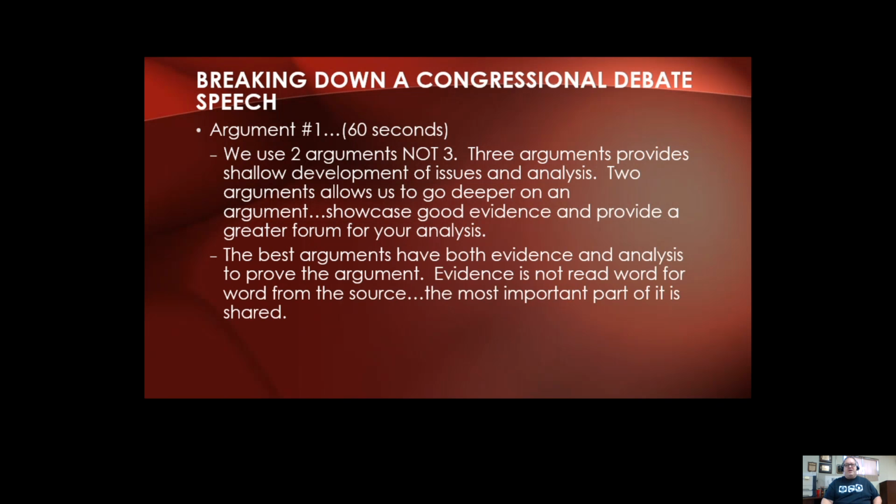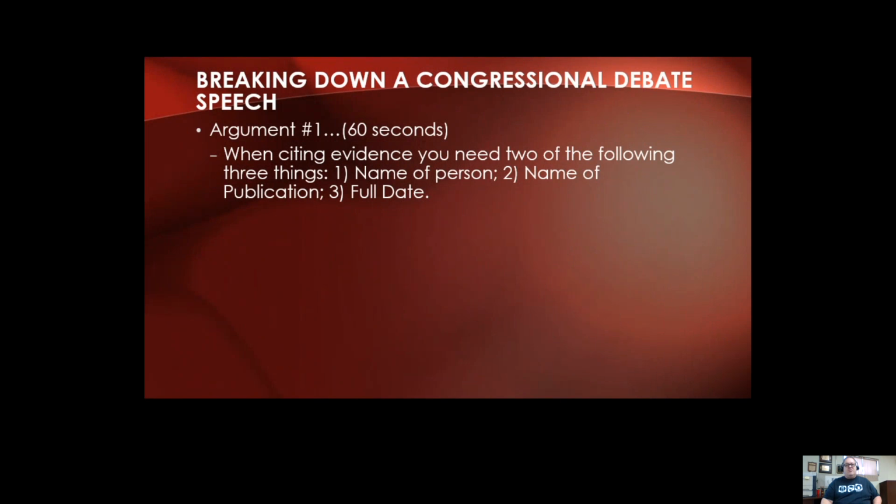The best arguments are going to have both evidence and analysis to prove the point. Evidence is not going to be read word for word from the source. And this is a basic difference between Congress and other forms of debate where you do directly quote from a source. This is going to be giving us the most important part of the evidence. When you're citing evidence, you need to have at least 2 of the following 3 things when you're citing it. Either the name of the person, and hopefully they're a qualified person, the name of the publication, and the full date, not just 2020, but the full date.